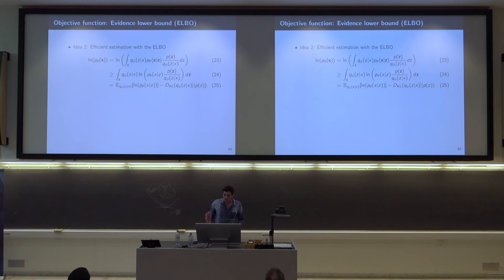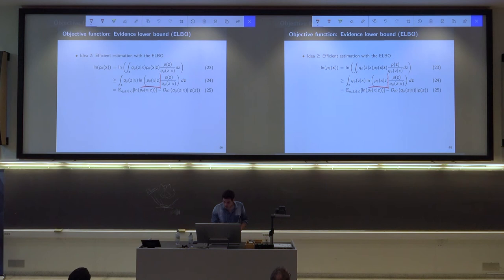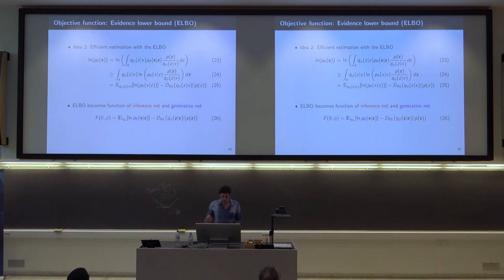Next we can cut this into two. This part will go there, and I write it as an expectation, because that's what it is. And this term here will go there, and it gets reversed because there is a minus. And I get a KL divergence. So that's going to be one way of writing the evidence lower bound.